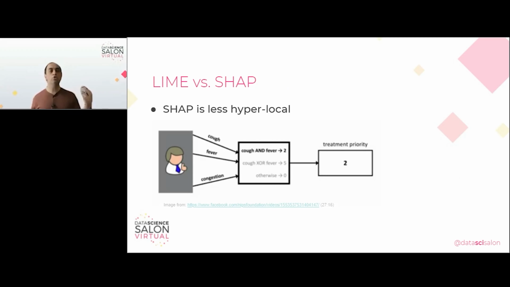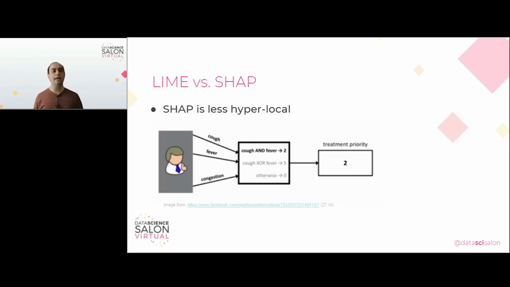Now, you may wonder, should I use LIME or SHAP? They actually can lead to pretty different results. And the answer is, it depends on the situation. It depends on what you want to do. One of the big differences between LIME and SHAP is LIME is kind of hyper-local, very, very local.